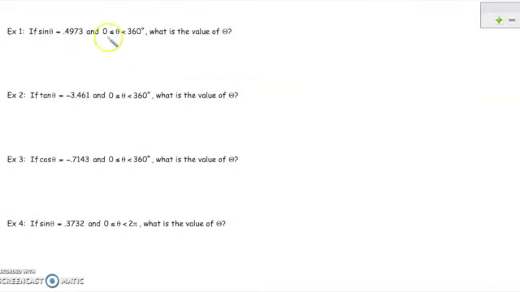Okay? So now, let's look at something else. If sine theta equals 0.4973, theta is between 0 and 360, what is the value of theta? So now, let's think. Sine is equal to a positive number. So where is sine positive? 1 and 2, so not in 3 and 4.